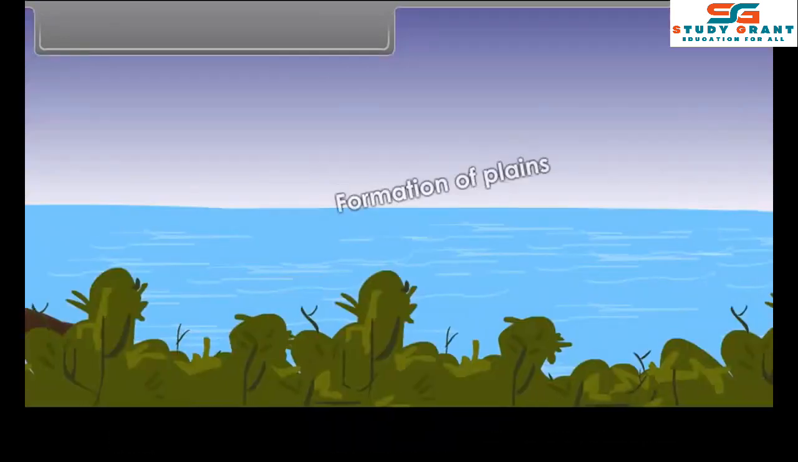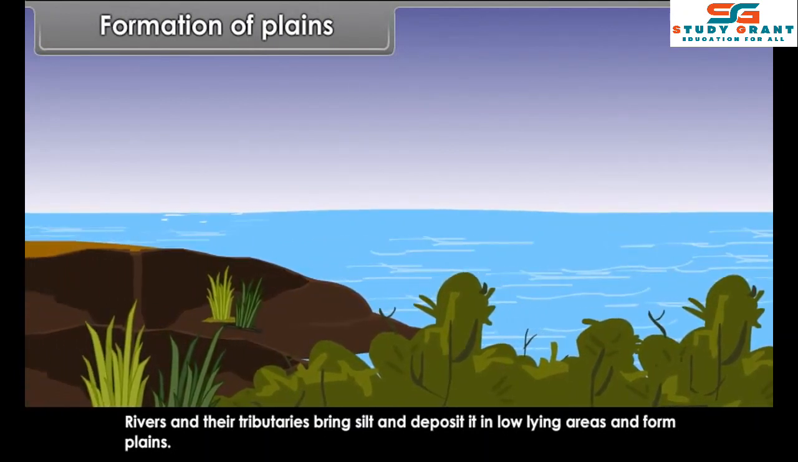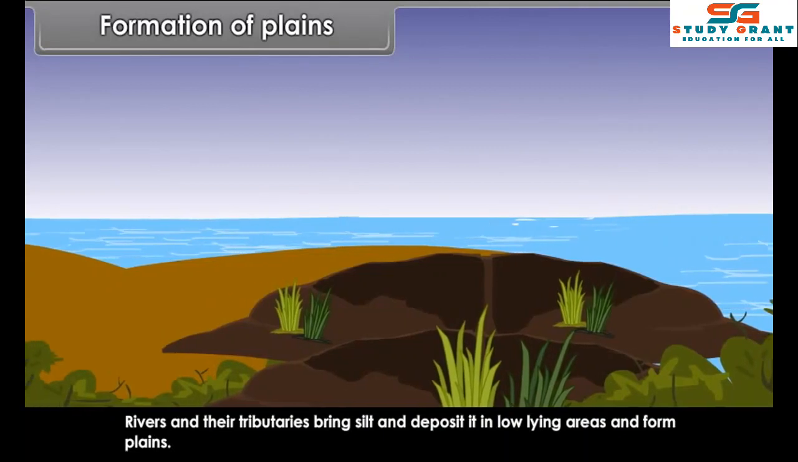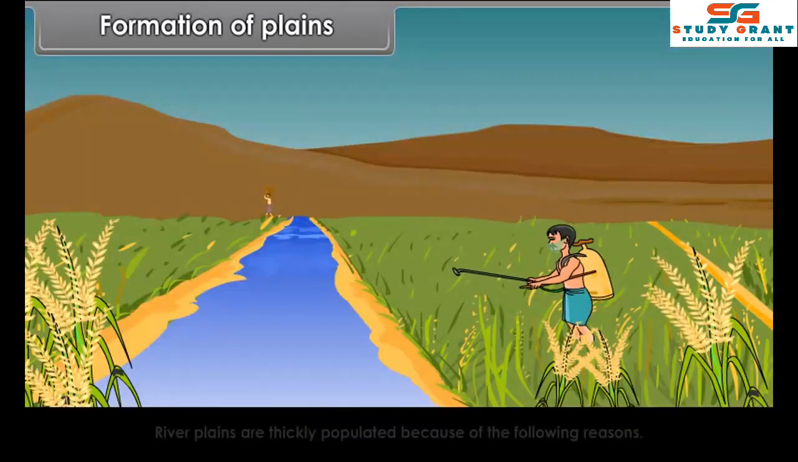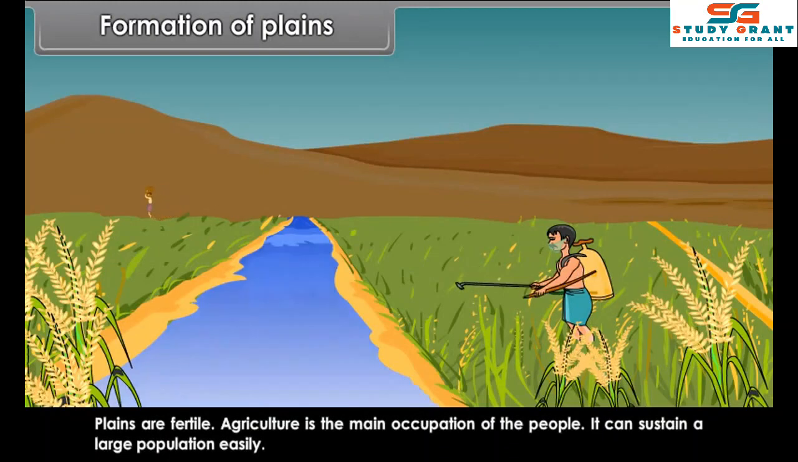A plain which is formed by the depositional work of wind is called a loess plain. Northwestern China is an example of this plain. Formation of plains. Rivers and their tributaries bring silt and deposit it in low-lying areas and form plains.